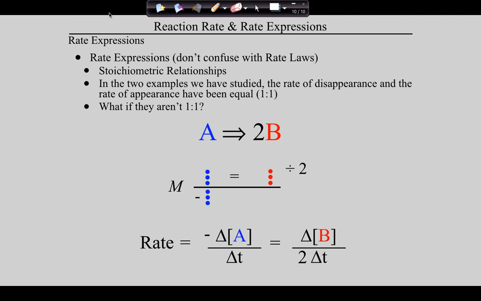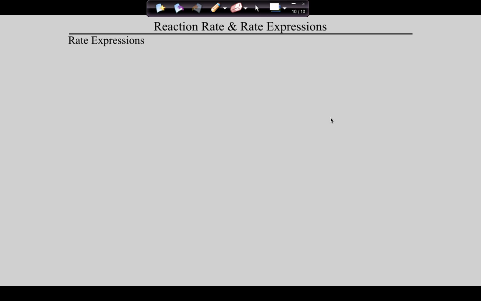Okay, so guys, let's do this. I think I have an example here. So imagine this. This is the decomposition of iodic acid. So iodic acid decomposes into hydrogen and iodine. Write the rate expression. Guys, go ahead and do it in your notes. Write the rate expression.